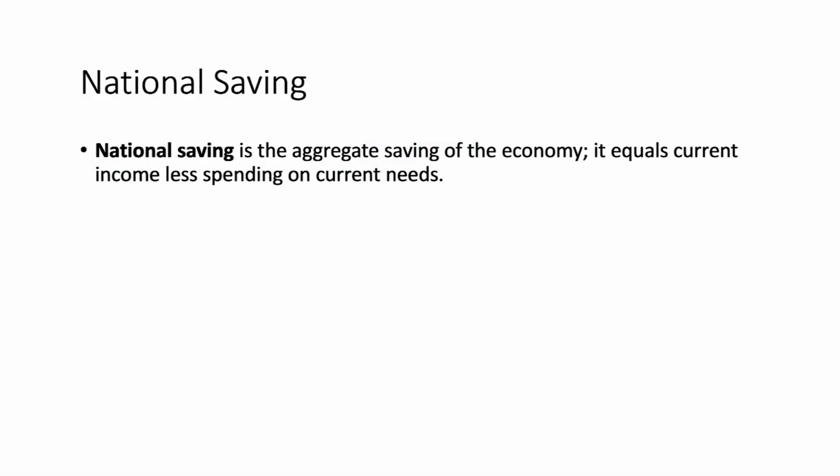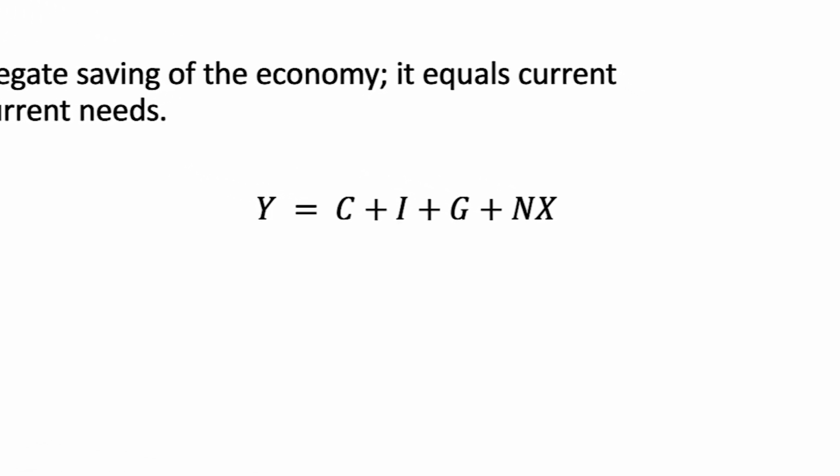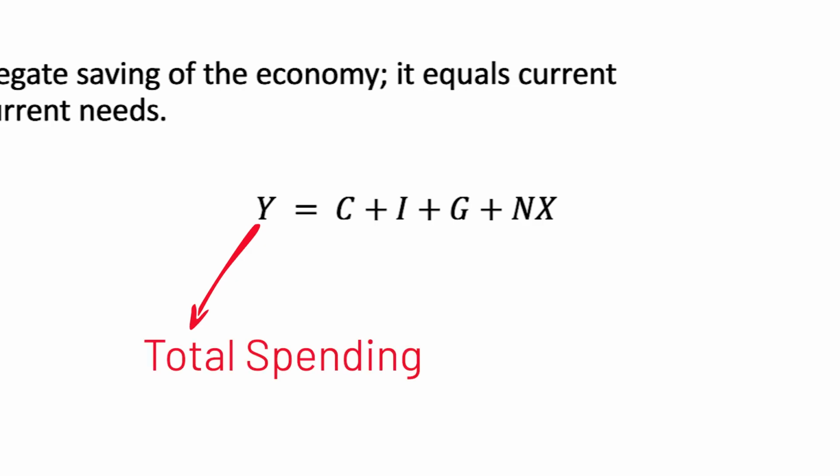So we're going to start with the notion of national saving. National saving is essentially how much an economy is saving as a whole, and it's simply defined as the current income of the economy minus current spending needs. So we go back to our formulas. If you remember, total income in an economy, GDP, Y, is equal to total spending, which we divide into categories depending on who's doing the spending.